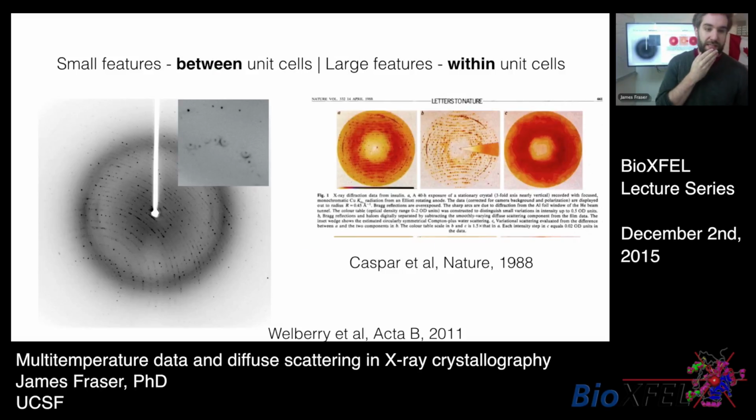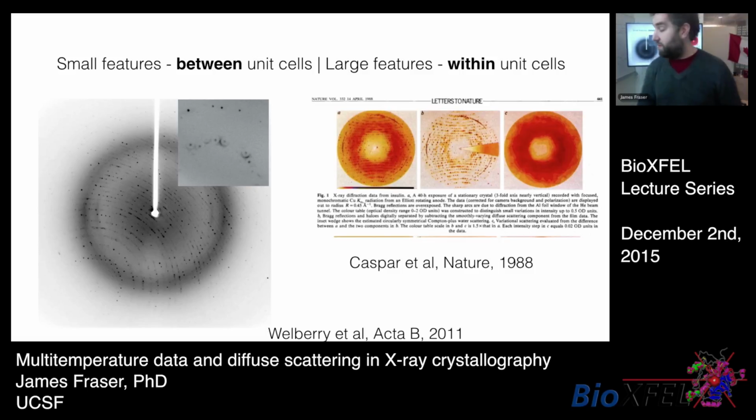And so there, because diffuse scattering and the molecular motion are related as Bragg scattering is to electron density through a real to reciprocal space relationship, I'd like to just remind everybody that in diffuse scattering, small features actually represent correlations between unit cells.